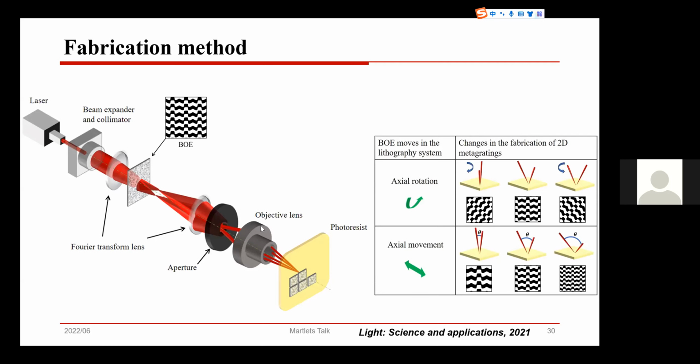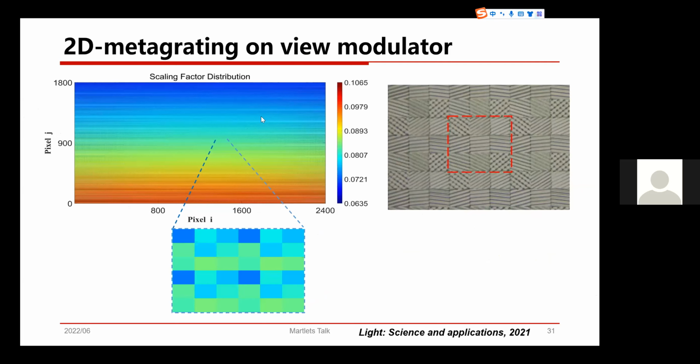In this system, we can adjust the pattern structures, or the interference fringe patterns, by moving the Fourier lens. We can move the Fourier lens backwards or forward. In this case, the period of the pattern structures will be changed. Or we can rotate the lens. In this case, the orientation of the nanogratings will be rotated as well. In this way, we patterned the 2D metal gratings on the view modulator.